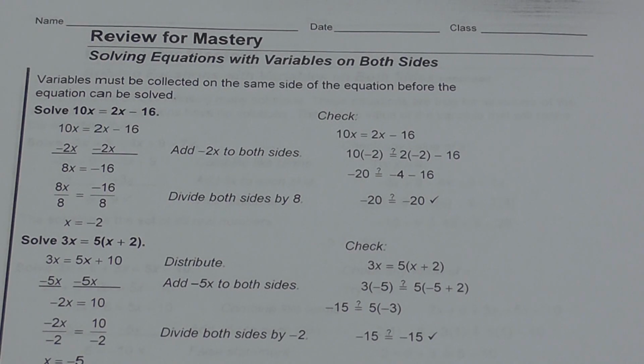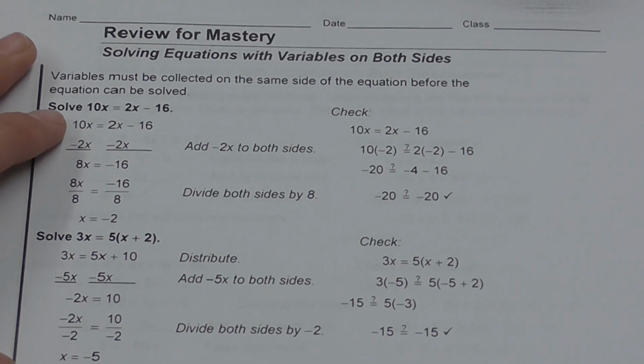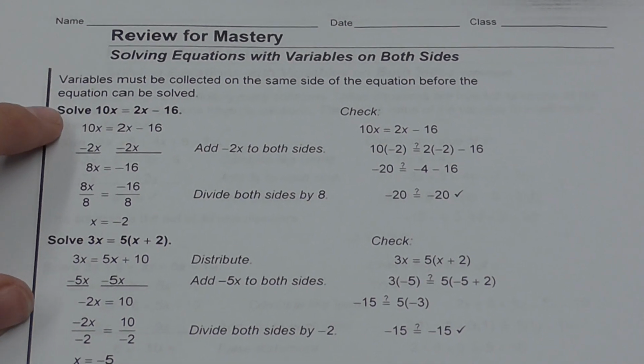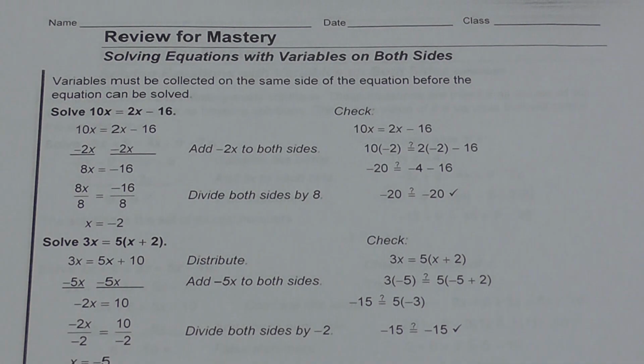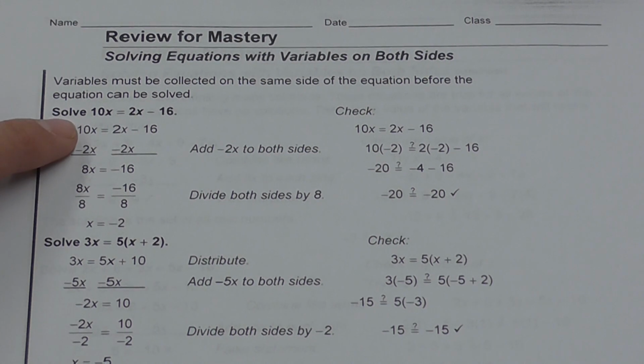Sometimes you're going to have x on both sides of the equation. So what happens when you have x's on both sides, like this example here where 10x equals 2x minus 16, your variables have to be on one side of the equation to solve for it. So the goal would be to get letters on one side and numbers on the other side of the equal sign. So when you start with this one here, I see that I have more x's on my left side.